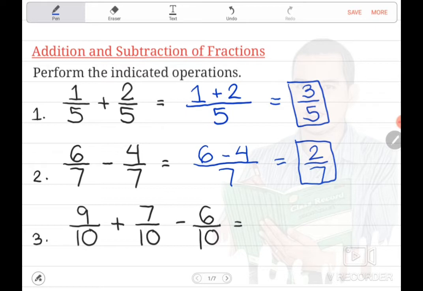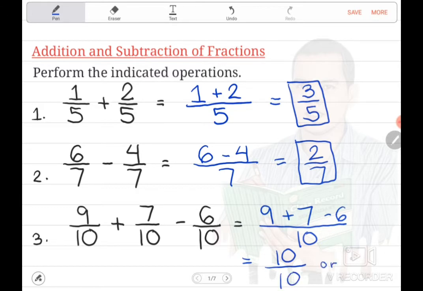Next, number 3, a combination of addition and subtraction. What we are going to do is just perform the indicated operation. Copy the numerator, 9. What is the operation? Plus 7, then minus 6, all over the denominator, which is 10. So 10 over 10, or 1.